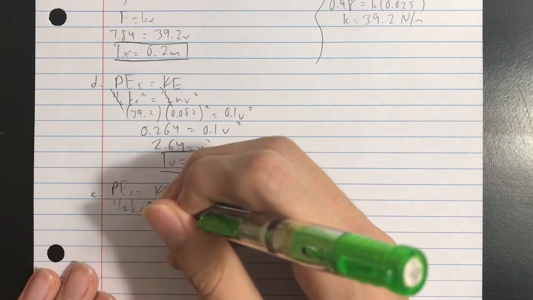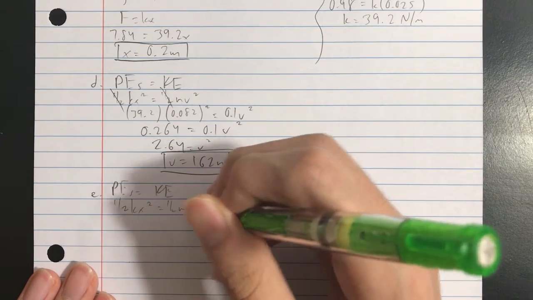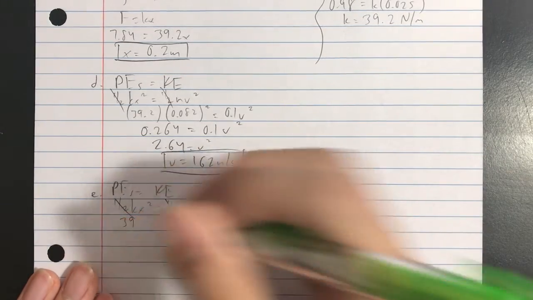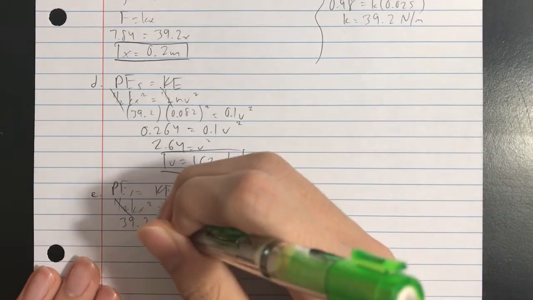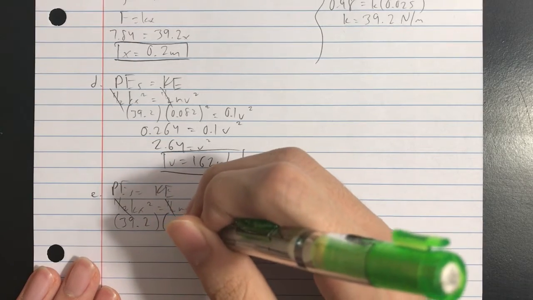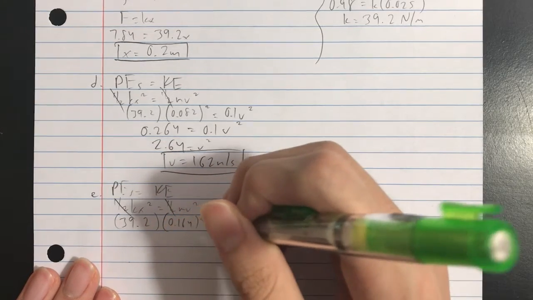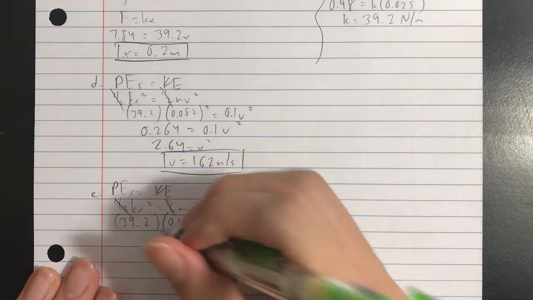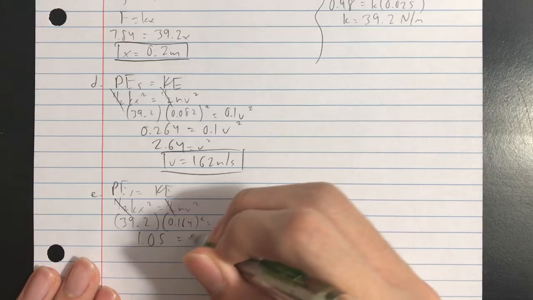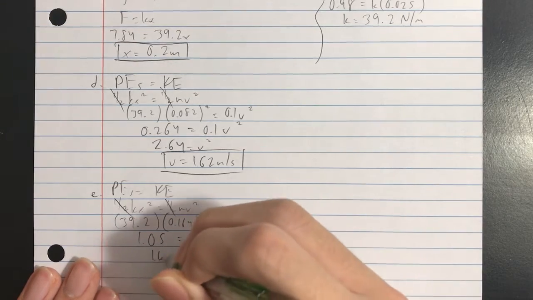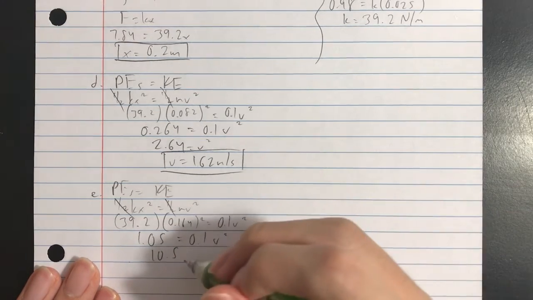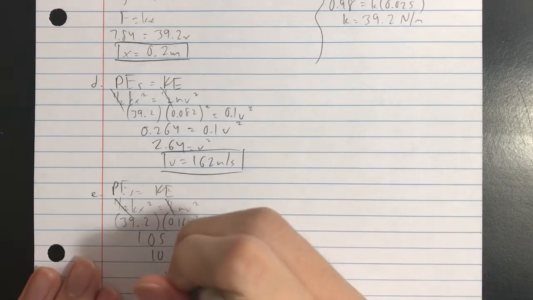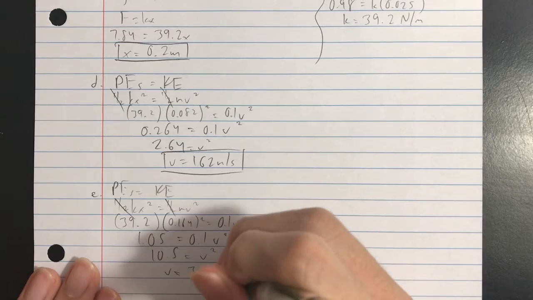1/2 kx squared equals 1/2 mv squared. Cancel out the 1/2. Spring constant is still 39.2, but the x is now 0.164 squared equals 0.1 v squared. Multiply these together and we get 1.05 equals 0.1 v squared. Multiply both sides by 10, 10.5 equals v squared. Square root both sides, we get v equals 3.25 meters per second.